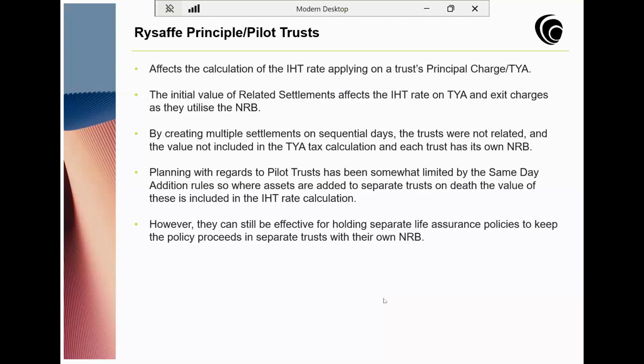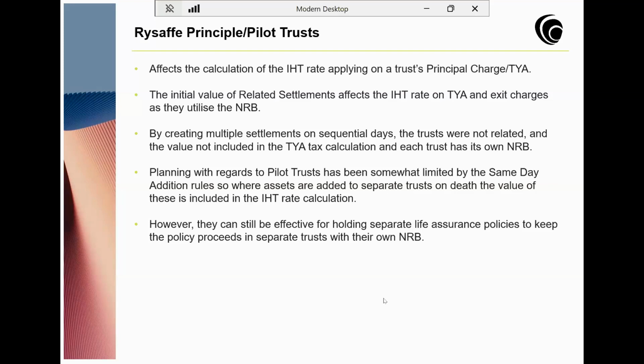So historically, people would set up 5 trusts on 5 different days, and then in their will, add the assets to the trust. And then each of those 5 trusts would still have its own nil rate band, even though they were set up very quickly and all the assets went in on the same day. So it was quite good planning. HMRC has counteracted this slightly by the same day additions rule, so it can't be used to pass assets on death, but it is still very useful if you're holding separate life assurance policies, because the proceeds can remain in the trust after the policy pays out, and it will be very useful.